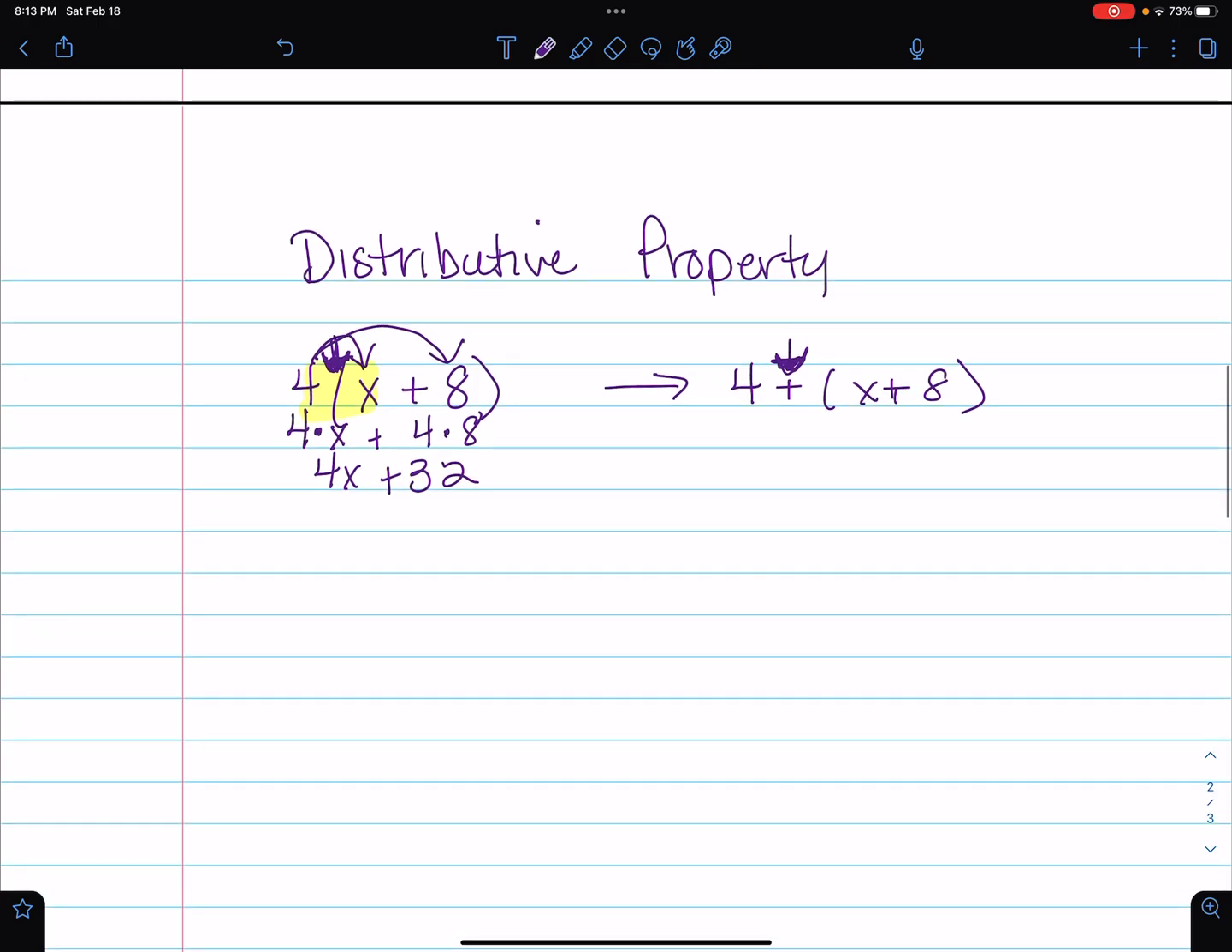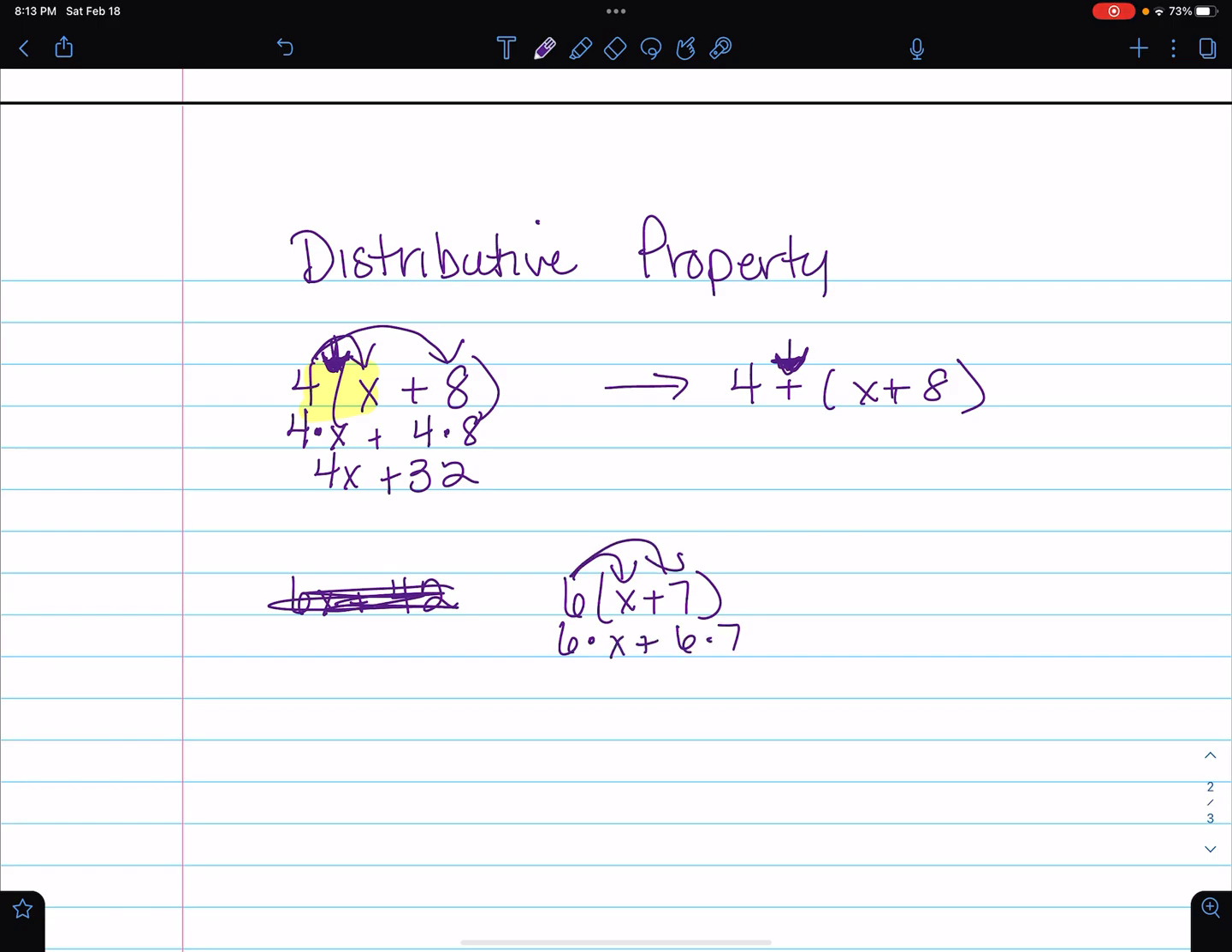Okay, I'm going to do one more just to kind of remind you. If I have 6 times x plus 7, I distribute 6 times x and 6 times 7, and that will become 6x plus 42.